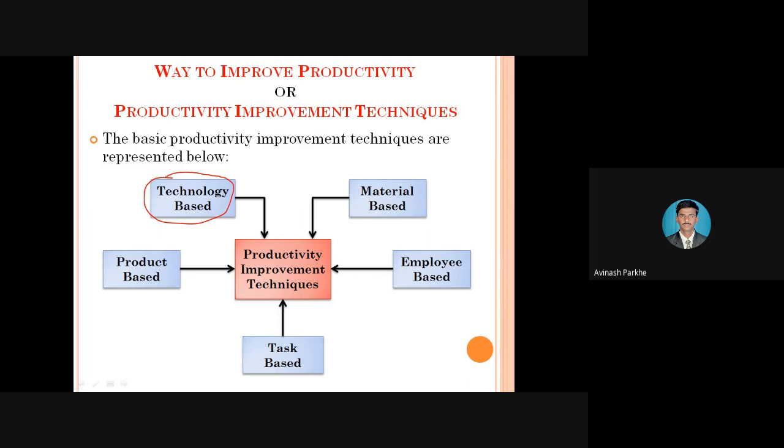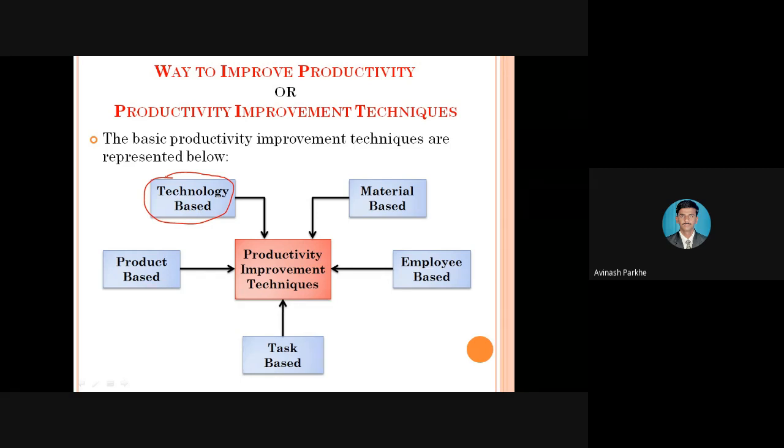Using CAD means we are implementing new technology. Similarly, along with CAD, if I implement CAM, computer aided manufacturing, meaning CNC operated machines or VMC operated machines, or some standard robots and some laser technologies, if I use such standard technologies in the industry, then also there is a chance to increase the productivity. Using CNC, VMC, robots and laser technology means we are using standard technology.